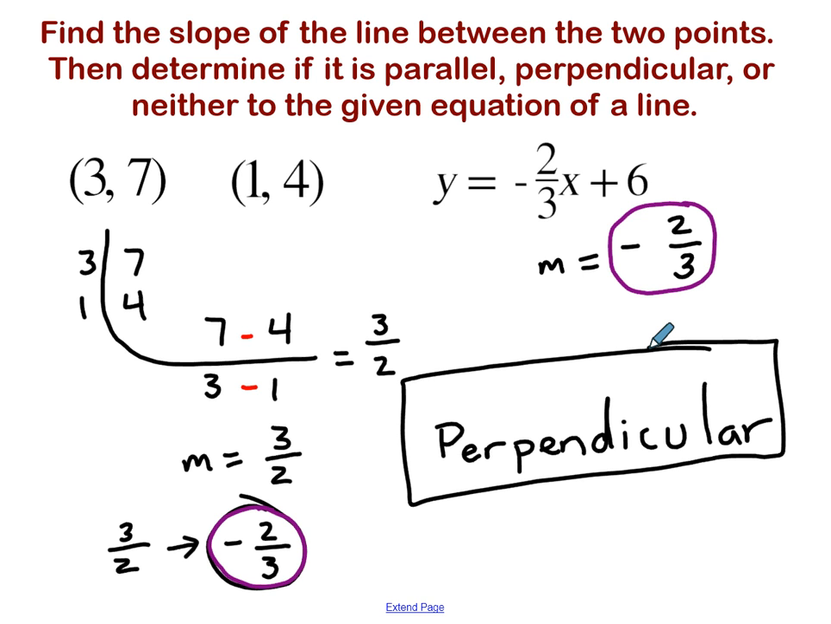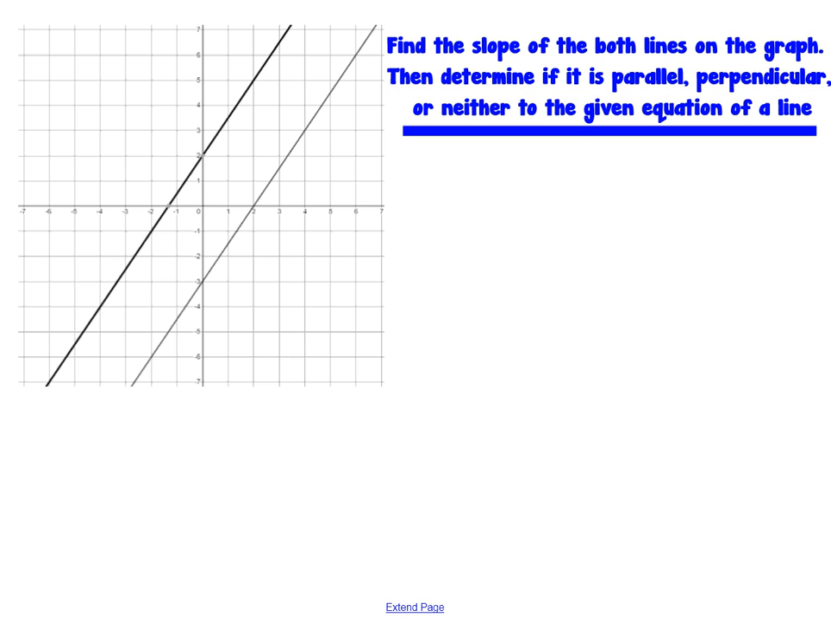Let's look at our next problem. Okay, it says find the slope of both lines on the graph, then determine if they are parallel, perpendicular, or neither to the given equation of a line. So here, basically, I need to find these two slopes. So my first slope, I need to pick 2 points where they cross at, which would be there and there. My rise is 3, my run is 2. So I rise 3, I run 2.